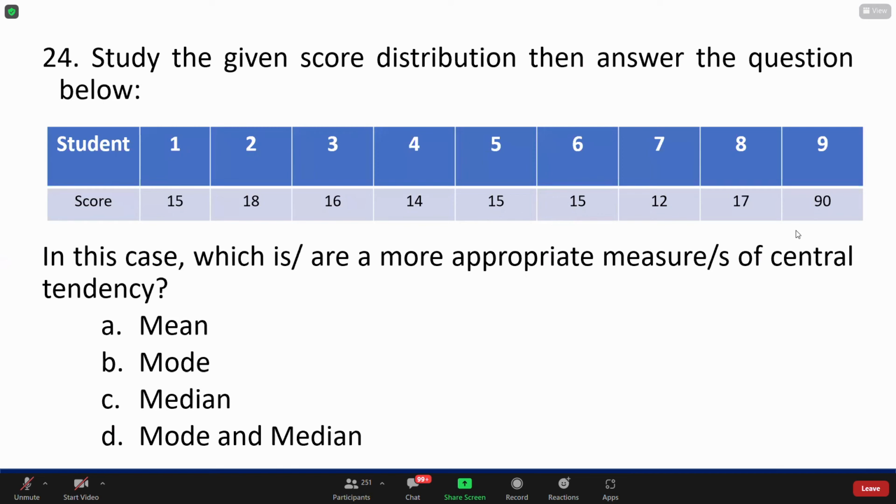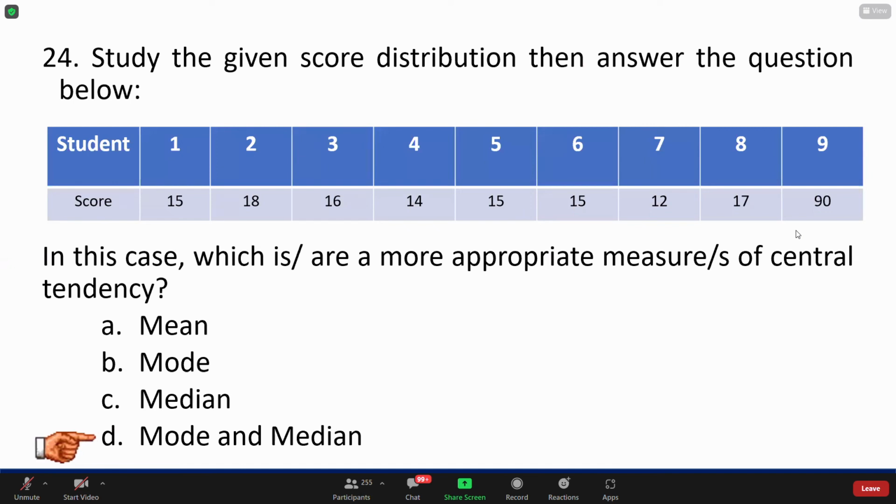Okay. Sige, volunteer please. Sige, let's have Darilyn Burgos of BEd 4A. Miss Burgos? Yes, sir. Study the given score distribution, then answer the question below. So in this case, which is or are a more appropriate measures of central tendency? Sir, letter A po, mean. Letter A mean. Sige nga, reveal natin. So actually, it is mode and median.